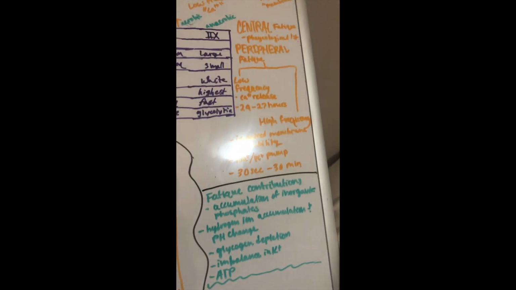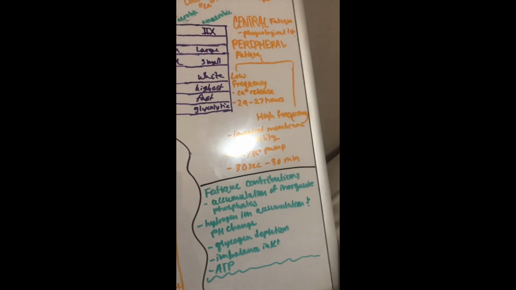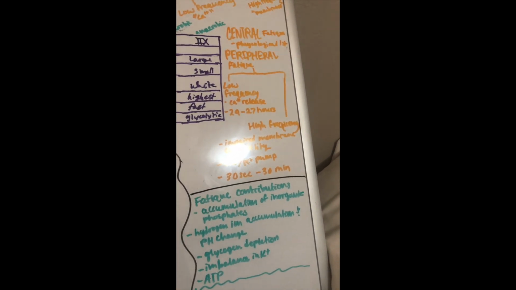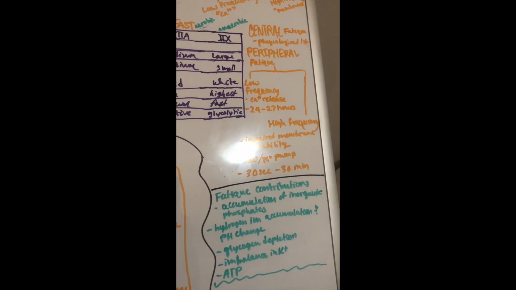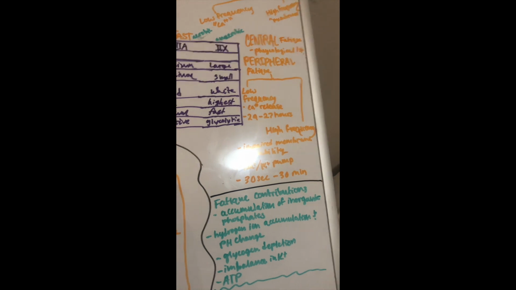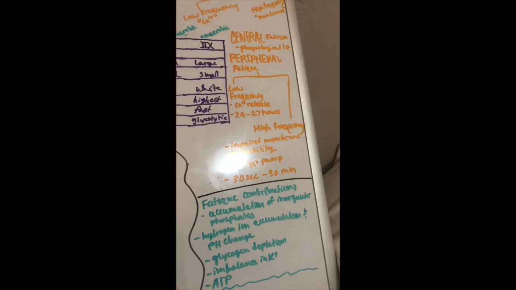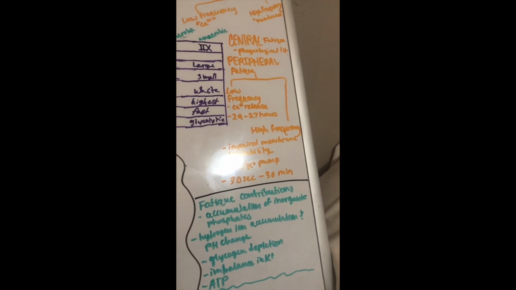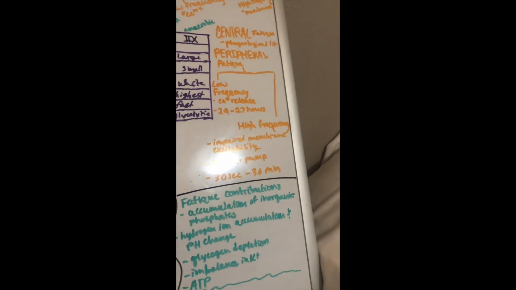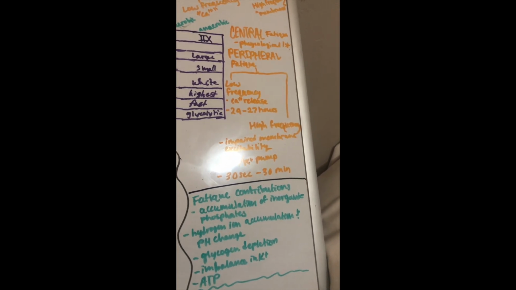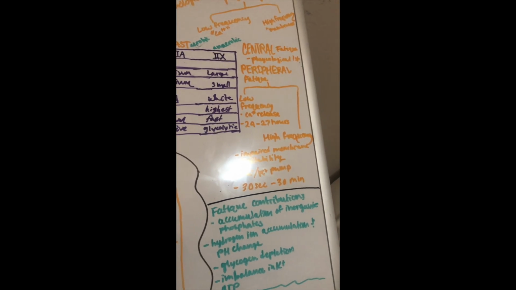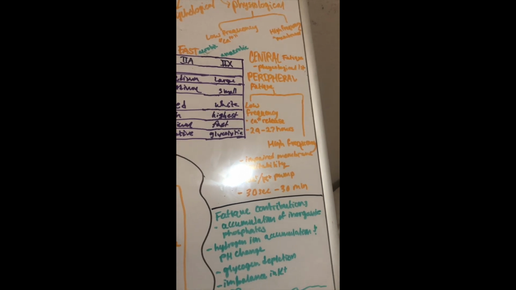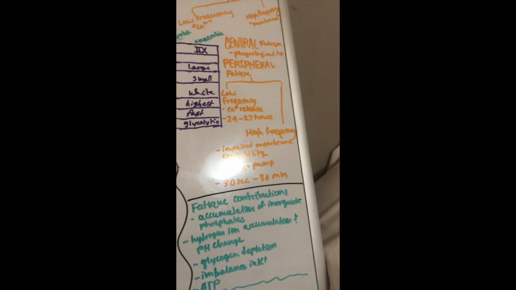So we're going to jump down here and go a little bit more in depth. So low frequency is going to last 24 to 27 hours, which is a pretty decent time, and it is from calcium release. Whereas high frequency is impaired membrane excitability, and also can be sodium-potassium pumps. And this is super short. It lasts 30 seconds to 30 minutes, so you can replenish high frequency a lot quicker.